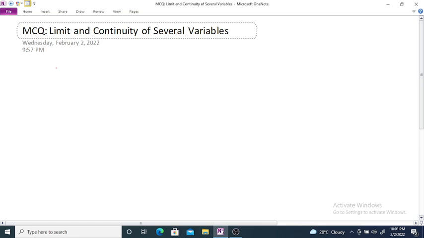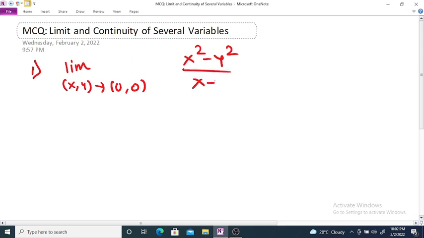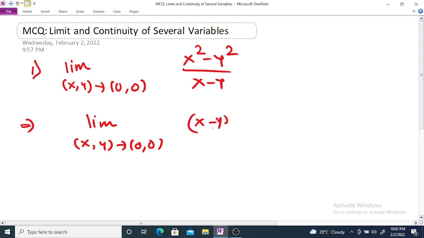Multiple choice questions on limit and continuity of several variables. Consider the first example: find the limit as (x, y) tends to (0, 0) of (x² − y²)/(x − y). Here, if we simplify, the limit as (x, y) tends to (0, 0) is equal to the numerator becoming (x − y)(x + y) divided by (x − y).